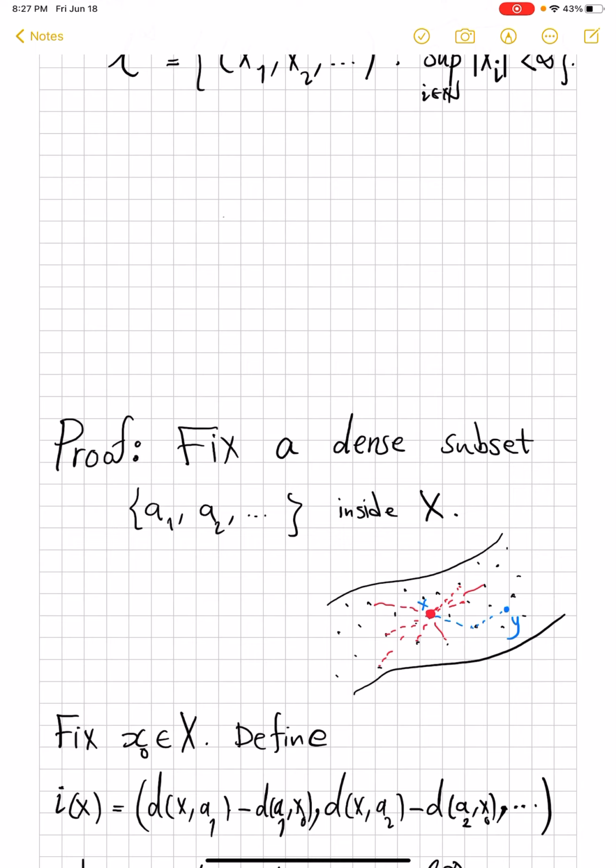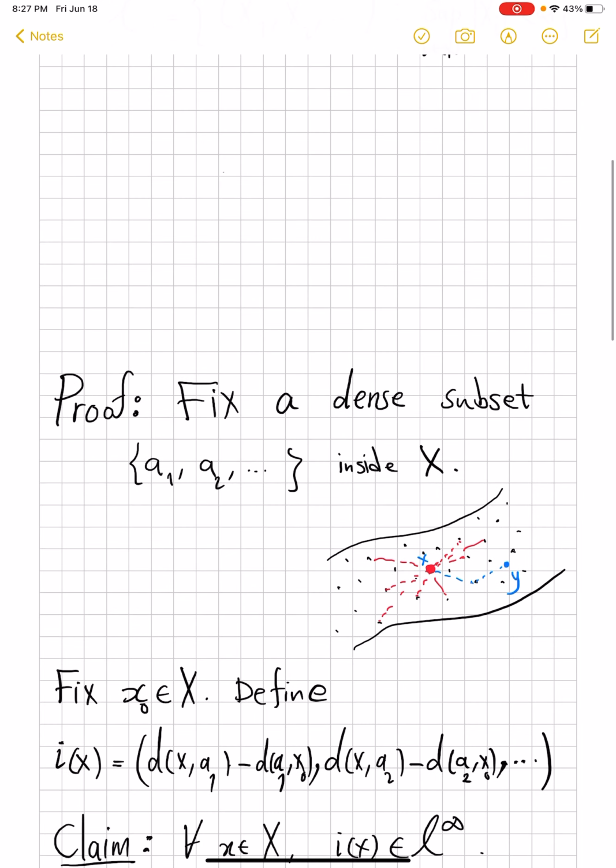And the idea is that if you know the distance of a point to all of these individual a_i's, that pretty much uniquely tells you where the point is. No two points can produce the exact same sequence of distances to each and every one of these a_i's. That's the whole idea behind the proof.